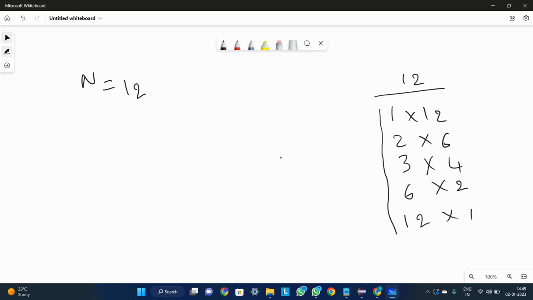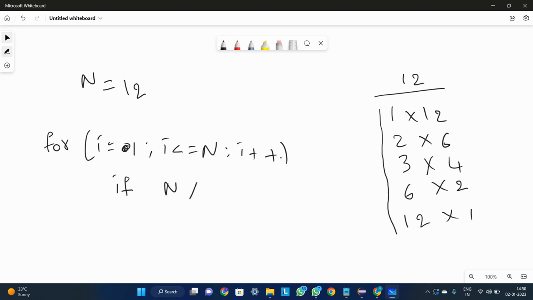Obviously 12 is not a prime, but I'm writing a code. How can we write it here? First we will take a loop from i equals 1 to i less than or equal to n, that is 12, and increment i plus plus. If n is divisible by i, that is, if i divides n and the remainder is 0, it means it's a factor.